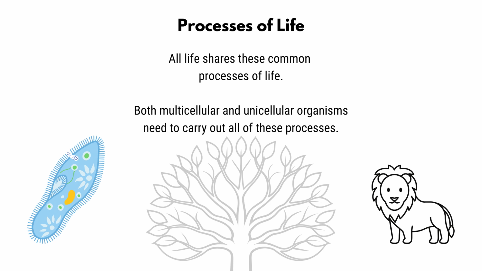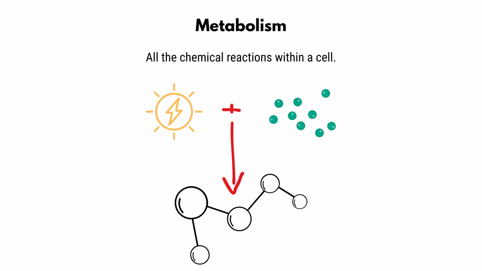So all life shares these common processes of life, which includes both multicellular and unicellular organisms, both of which need to carry out all of these processes to be considered alive and to stay alive as well. So the first one we'll talk about is metabolism. Metabolism is the sum of all the chemical reactions within a cell.